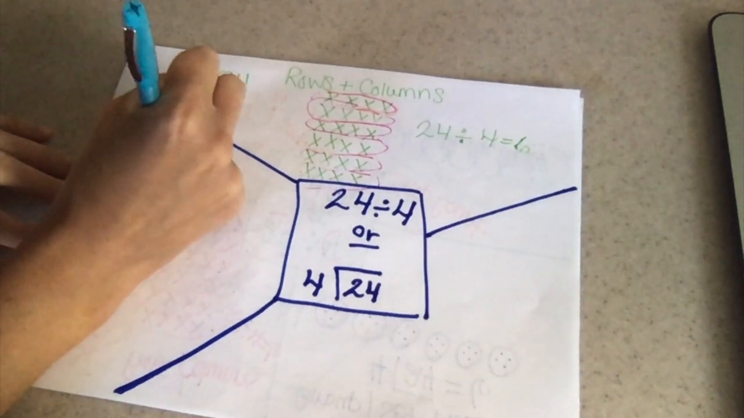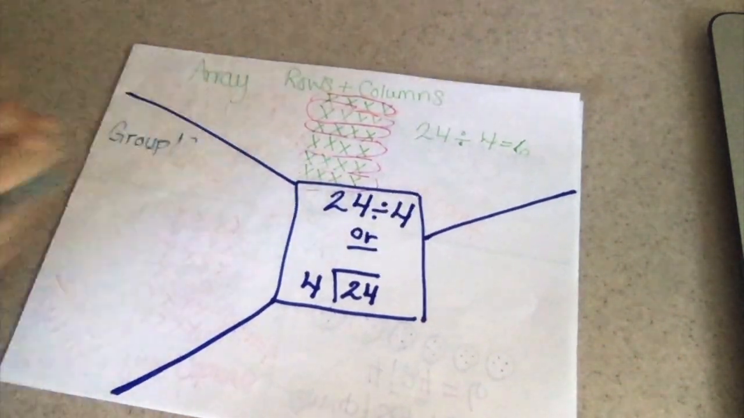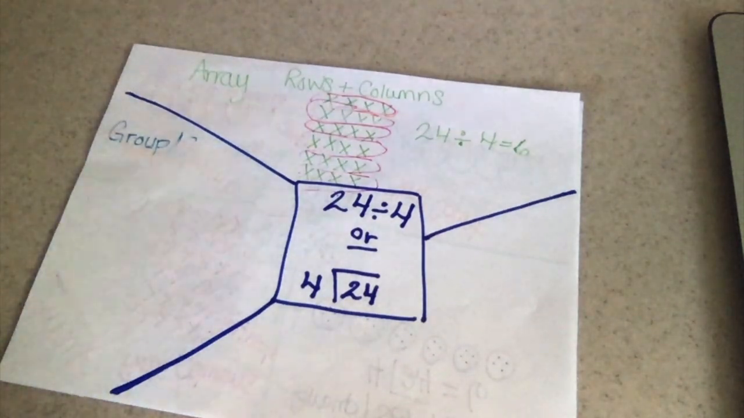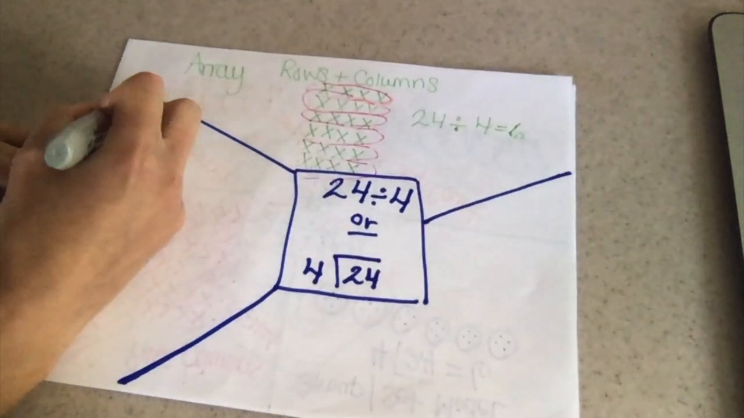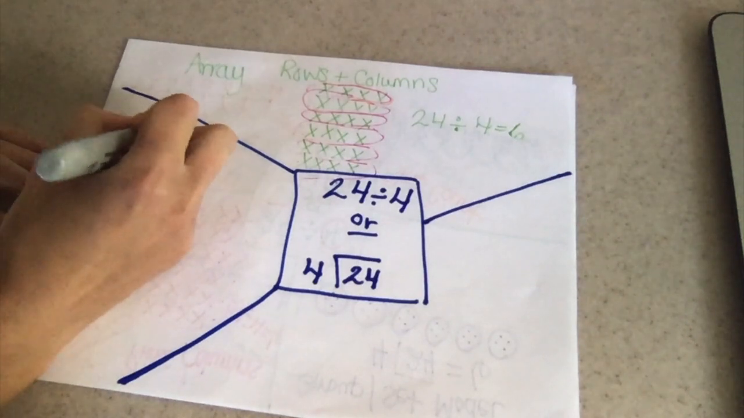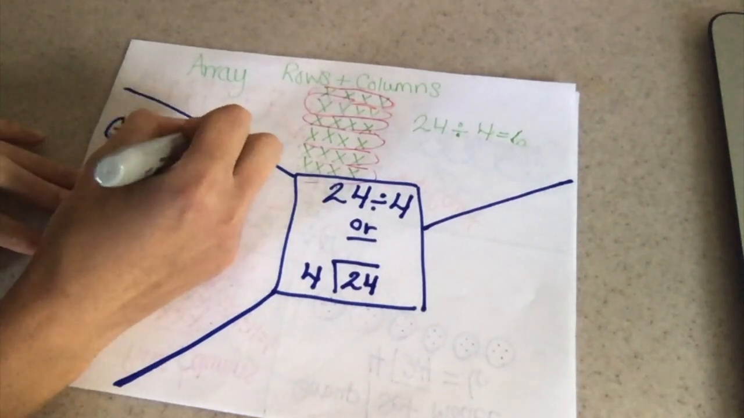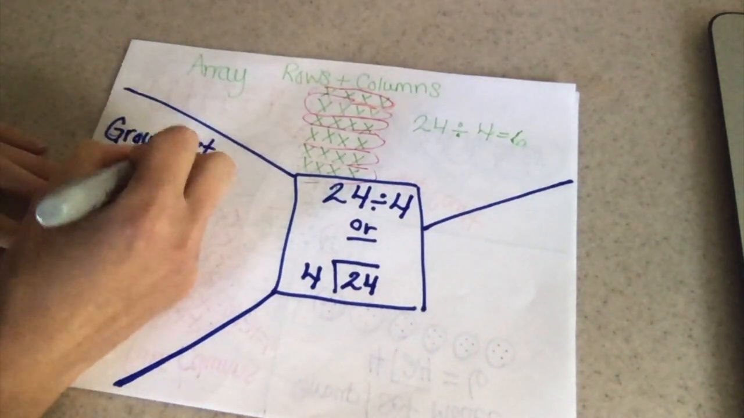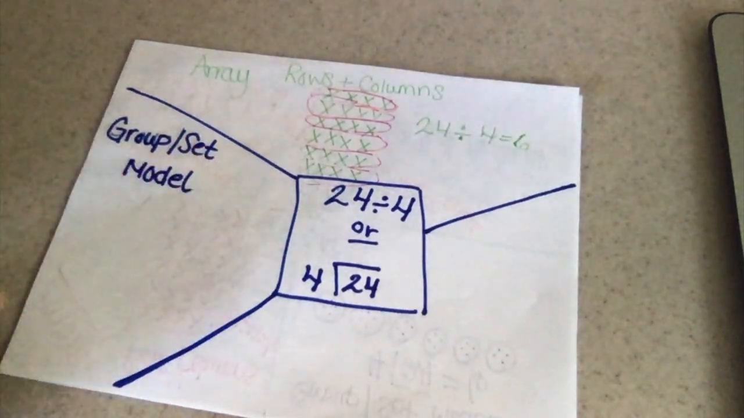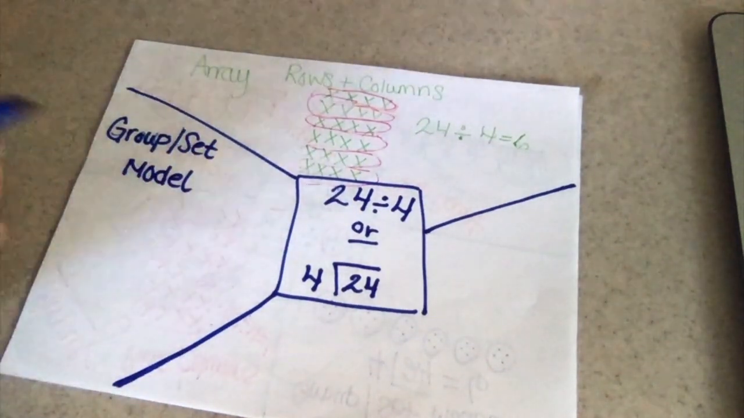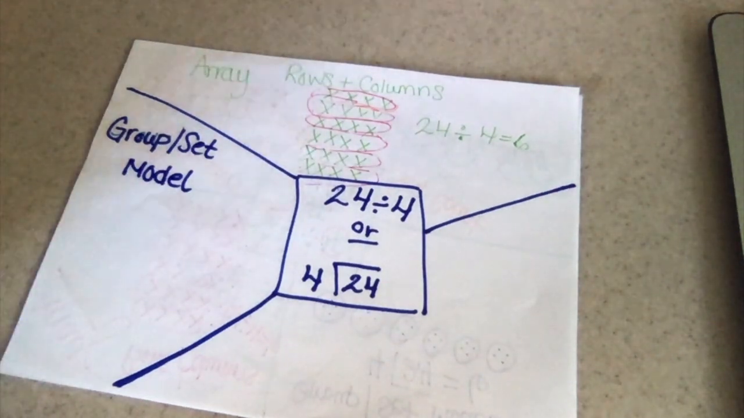All right, group set. And I'm just gonna have to use this. I'm sorry, guys. You can use different colors at home. Group set model, okay? And a group or a set model is exactly like the name sounds. It has groups or sets of objects.